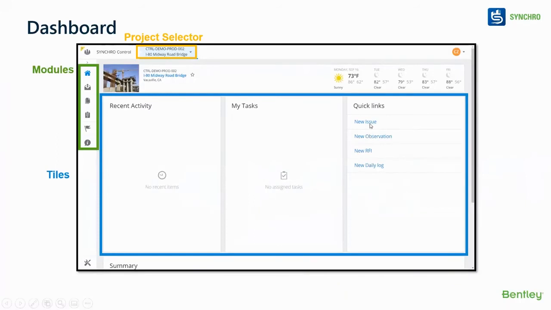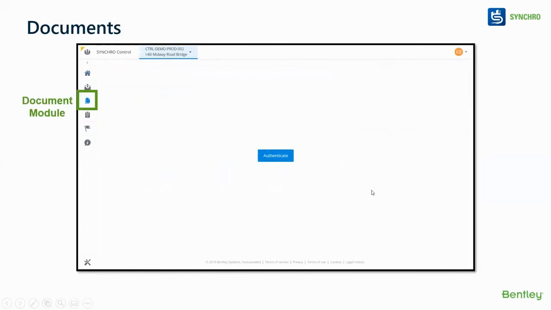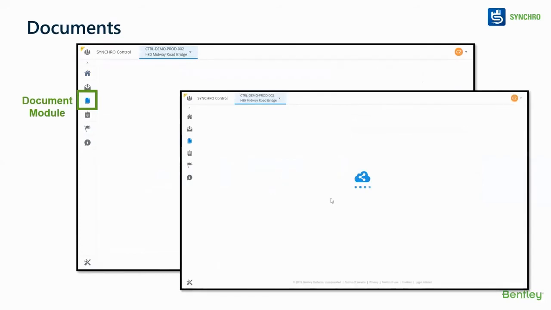You can create issues. You can create new issues, new observations, new RFIs, or new daily logs. Then you can authenticate your work, and you could see the documents. You could see the modules that are given permission to that.